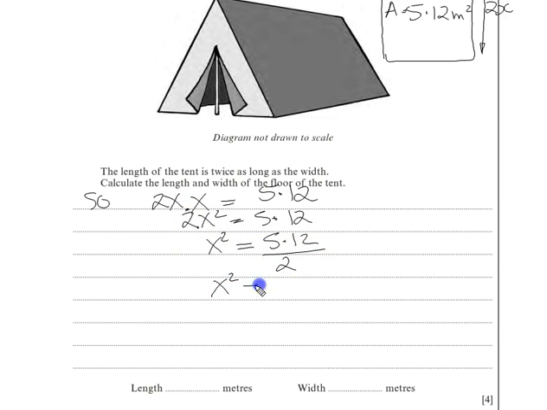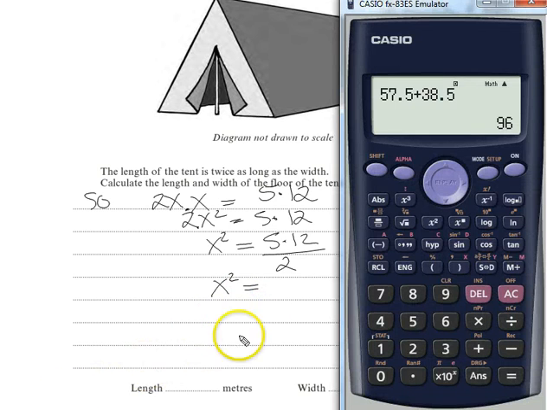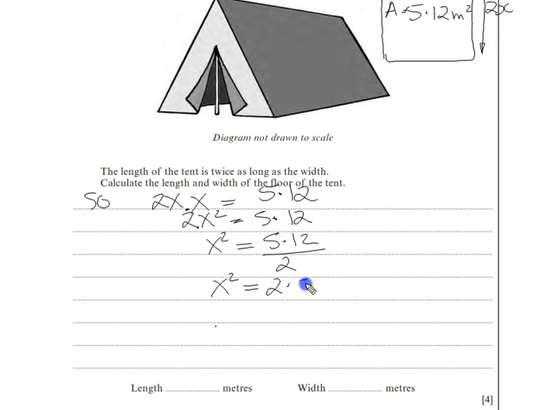Tap that in a calculator first. So 5.12 divided by 2 equals 2.56. Agreed? So there's x squared. Now to undo a square, you square root. I'm not going to go into that in detail, but to undo a square, you square root. So square root both sides. Square root of a square is just what the object was, which is x. And we need to work out the square root of 2.56.